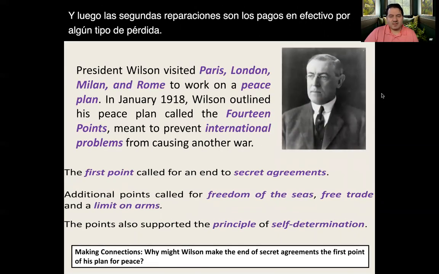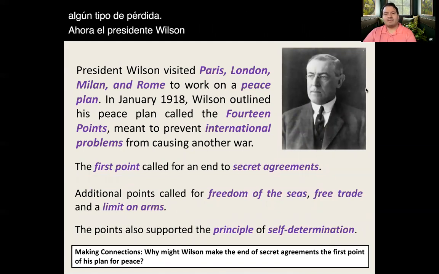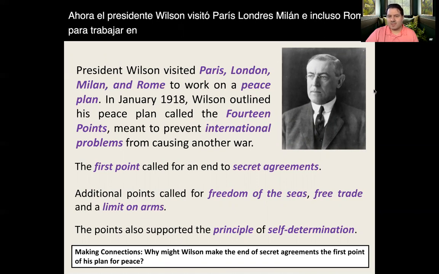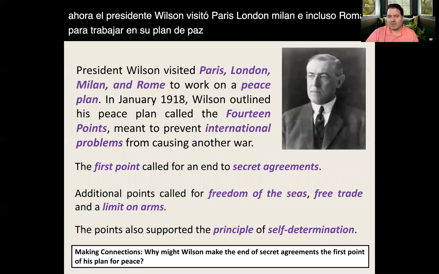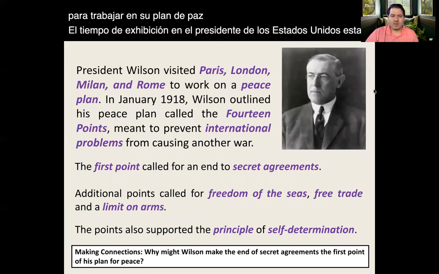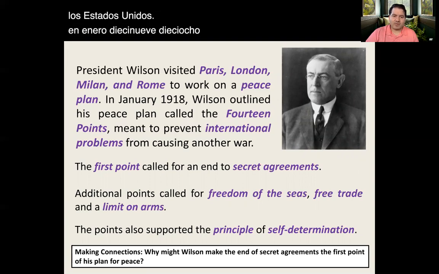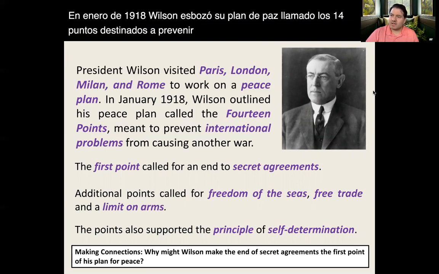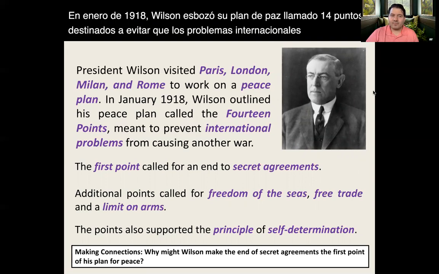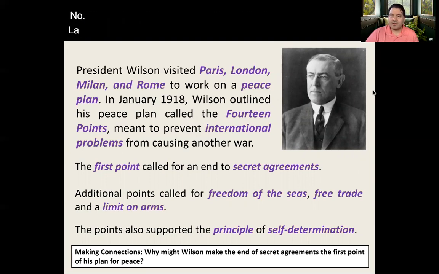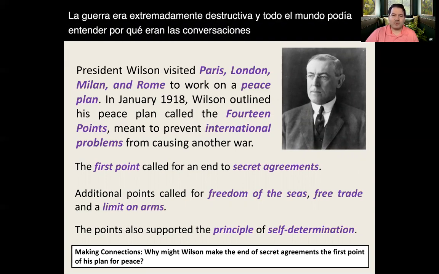Now, President Wilson visited Paris, London, Milan, and even Rome to work on his peace plan. It was the longest stretch of time a President of the United States was away from the United States. In January 1918, Wilson outlined his peace plan called the 14 Points, meant to prevent international problems from causing another war. Now, the war was extremely destructive, and everyone could understand why the peace talks were so important to avoid another war in that capacity.